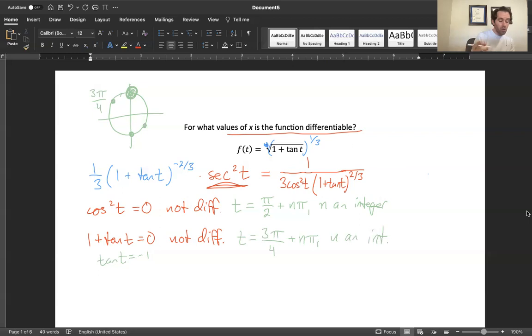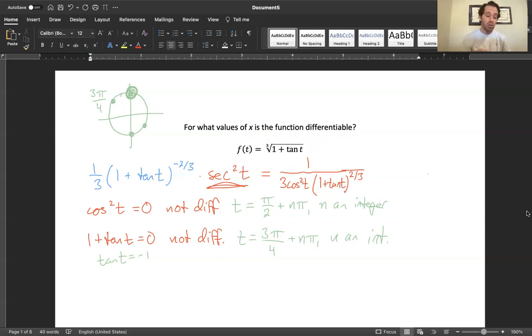So now we need to go and check the original domain of the function, because we don't want to claim that the function is differentiable at points where it doesn't exist in the first place. This is pretty easy to check, though, because the cube root of any number is going to exist. So the cube root of this function is going to exist no matter what. The only time that the function will fail to exist is if tangent of t itself is not defined.